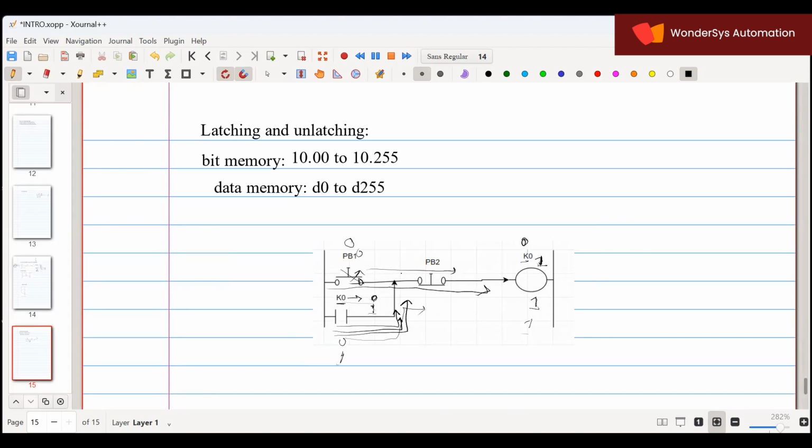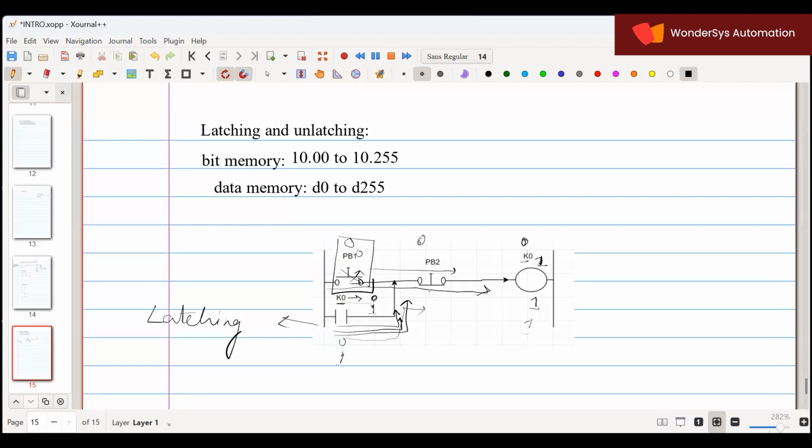Now this process is nothing but latching. Now, I can't keep any output or any output device continuously on. So I need to make it off also. But if I use only this switch, I cannot make it off. Therefore, to off this output device or break this connection, I am going to use one more switch.